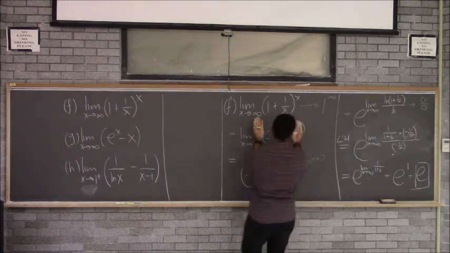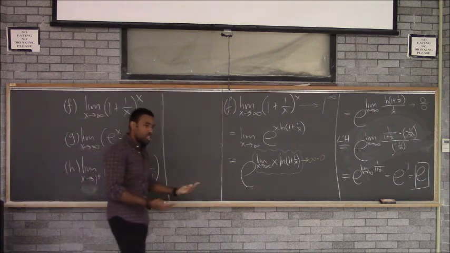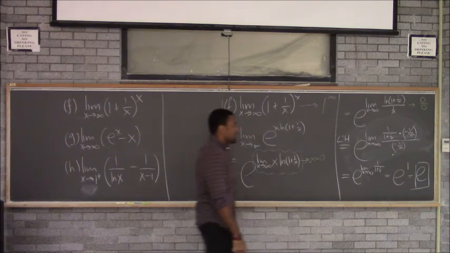So yes, I know I told you to memorize that this is e, but I still want you to know how to go through the process, because it's still a good example to really examine the kind of thing that you need to do for a limit like this.